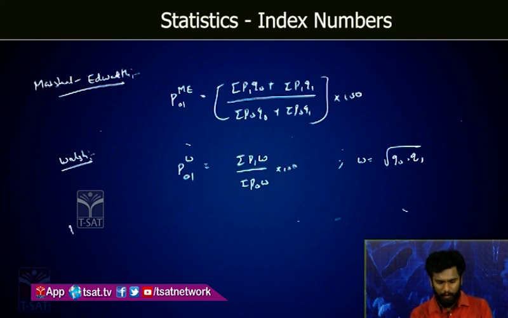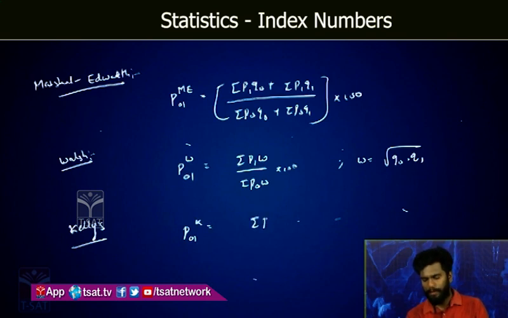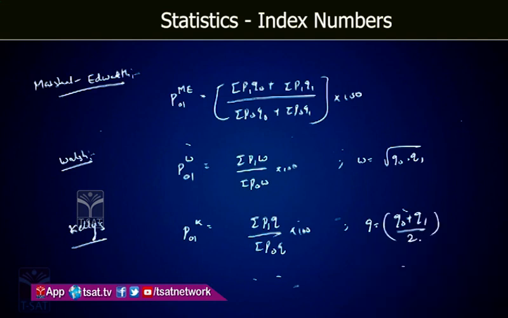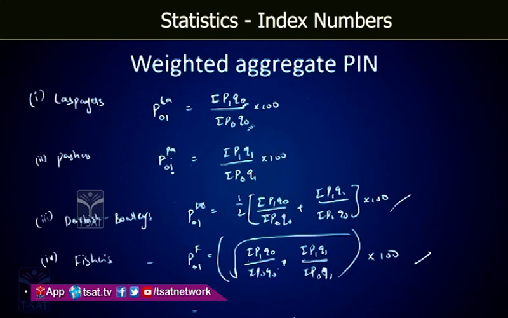And next we have Cayley's price index number. It is denoted by P01K, and it is given by summation P1 Q divided by summation P0 Q into 100, where Q is equal to (Q0 plus Q1) by 2. Okay, these are the weighted aggregate price index numbers.